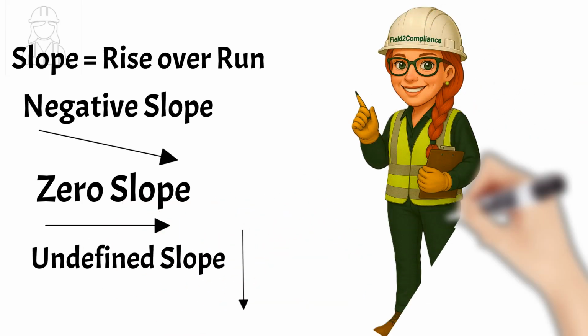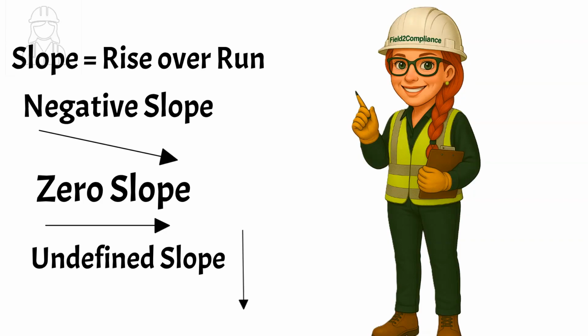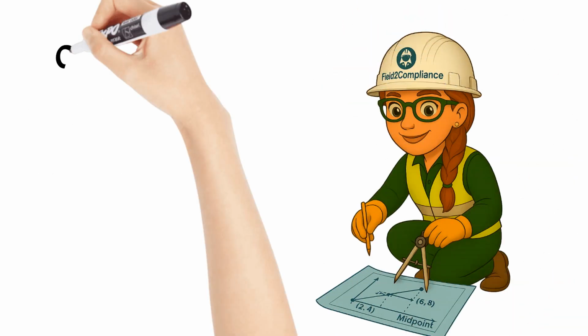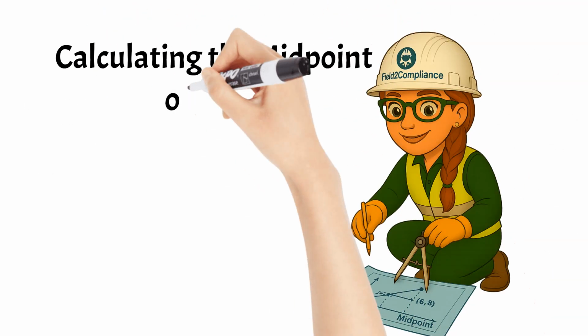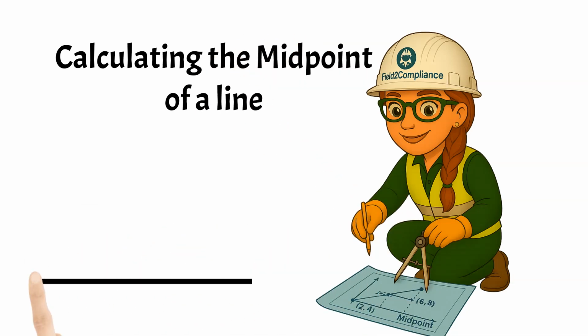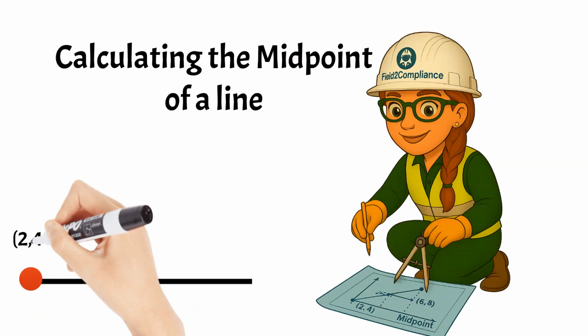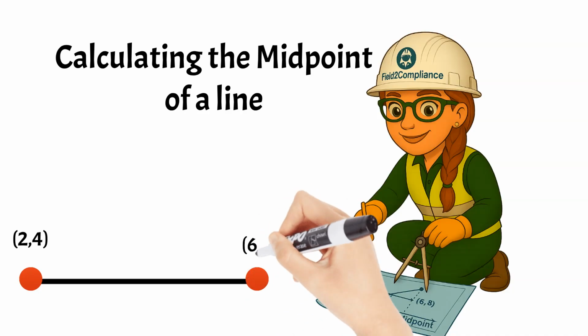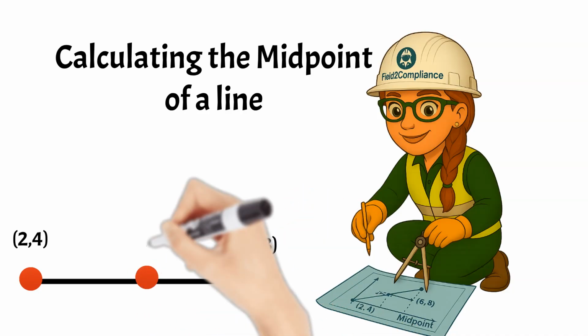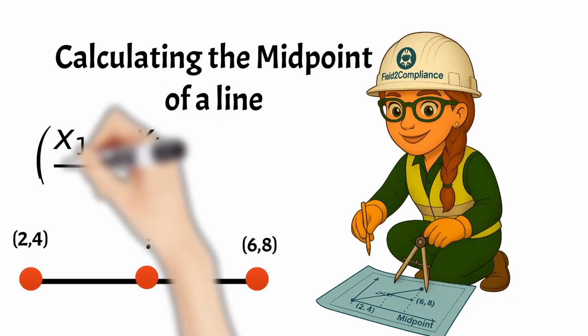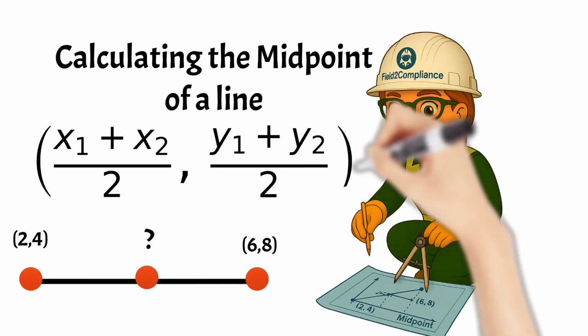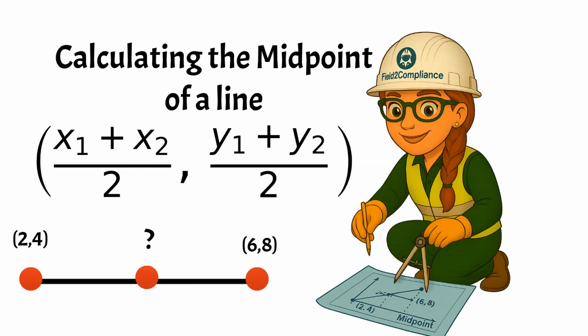But slope isn't the only calculation we can make on a coordinate plane. We can also find the midpoint and the distance between 2 points. The midpoint is the exact middle between 2 points. It's like finding the halfway point between 2 cities on a map. Calculate the average of the x-coordinates and the average of the y-coordinates to get this midpoint.